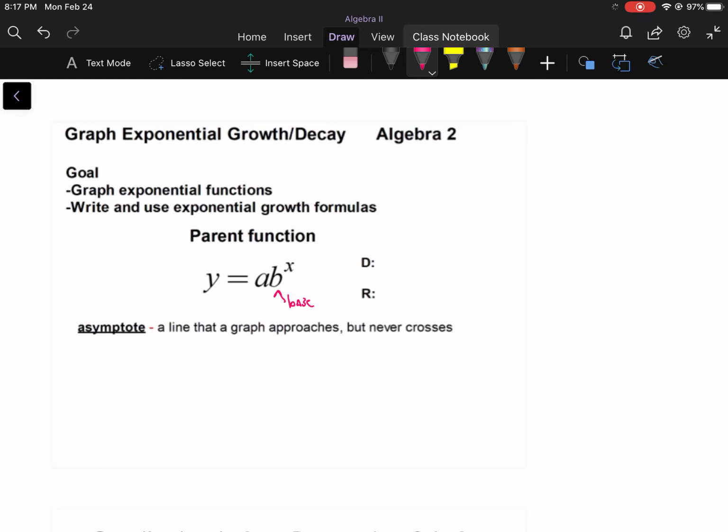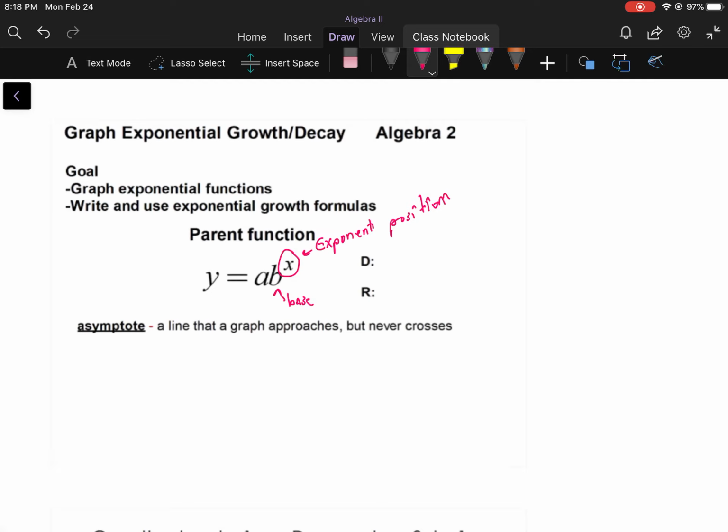And it's exponential because the x is now in the exponent position. And like we've talked about in the last couple units, it's okay to put negative exponents in, 0 and whatnot. So x is all real numbers.